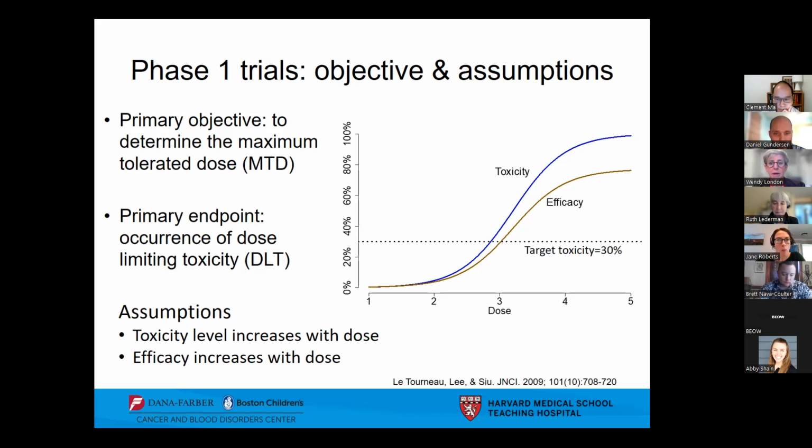So this graph portrays the assumptions that we make: that as dose increases, we hope that the efficacy of the drug will increase. And unfortunately, it's our expectation that the toxicity will also increase. There is a level at which drugs are defined as unsafe, and the investigators for a given trial will pick a threshold. Typically, the target toxicity level will be set at 20 or 30%, and above that, a drug would be considered unsafe. And that proportion is the proportion of patients that we would estimate would have a DLT at that particular dose level, or the DLT rate. Next slide, please.